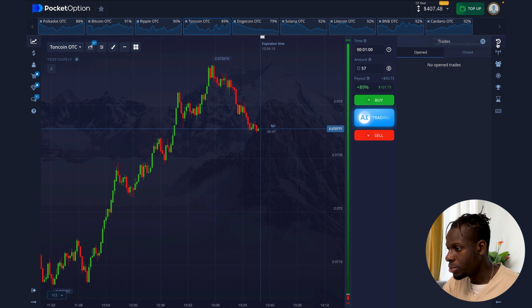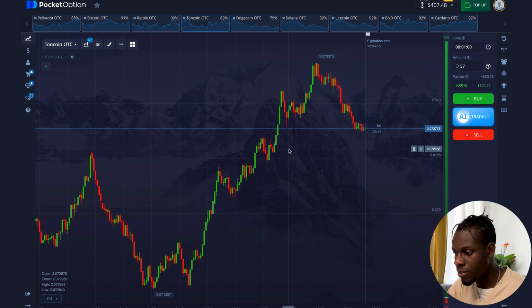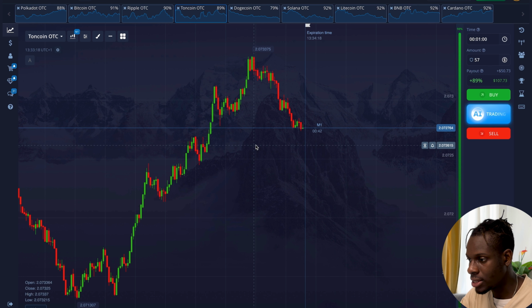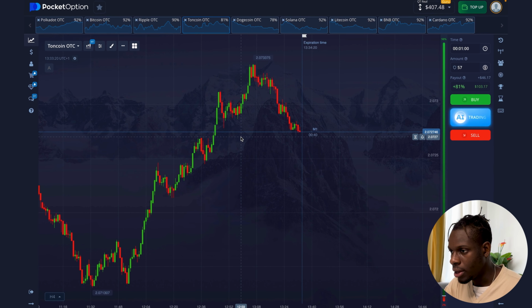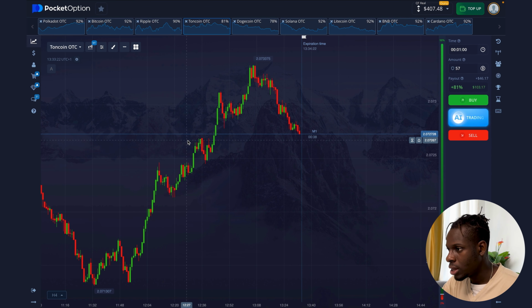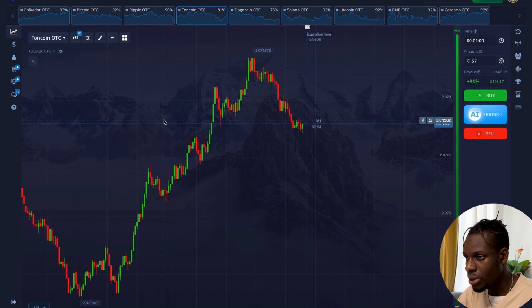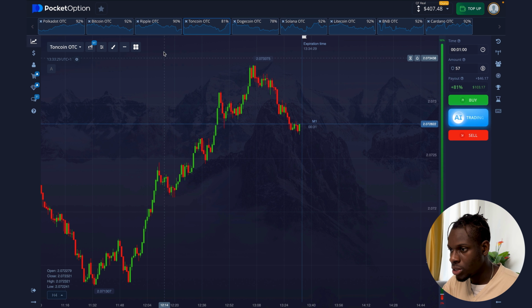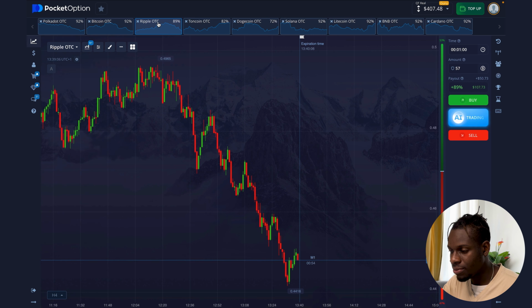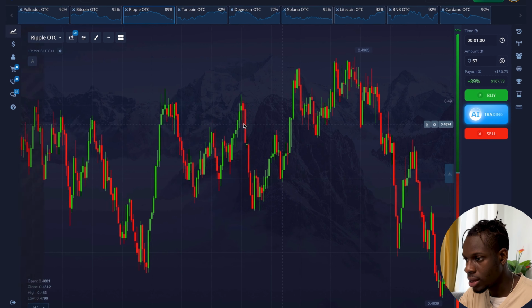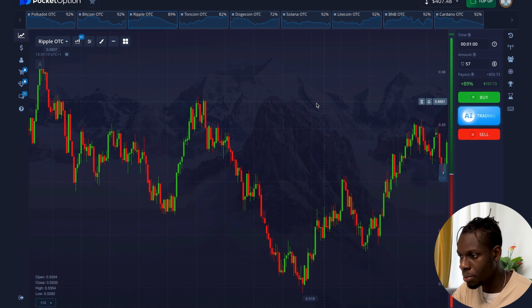Anyways, we updated our balance. I'm going to take the next trade for $57 just in case the first one doesn't go through, so we don't lose all our profits. That will not be the wisest thing to do. Anyways, let's see what we have, which other opportunities we can find from the chart today. Come on, show me something.